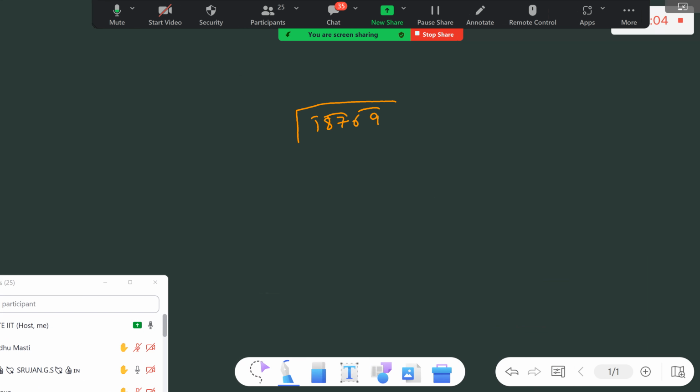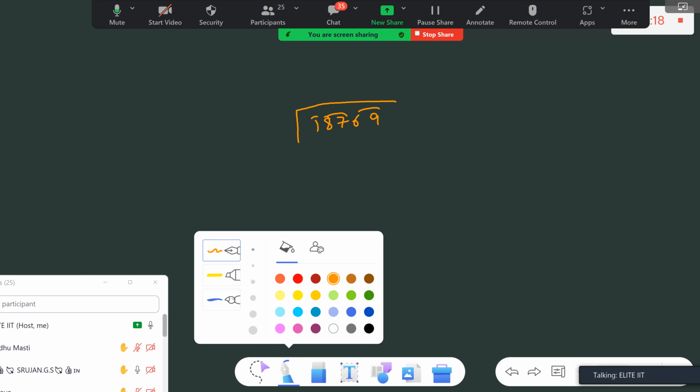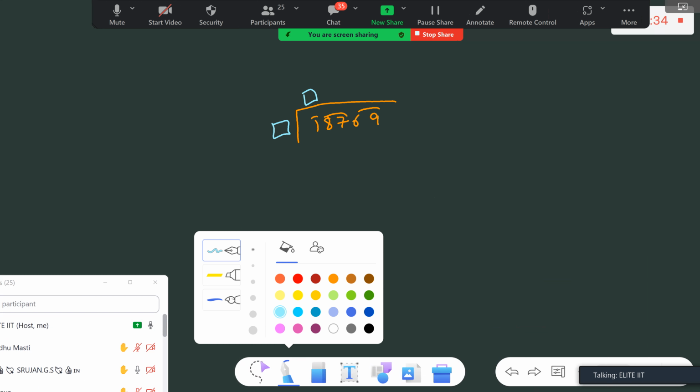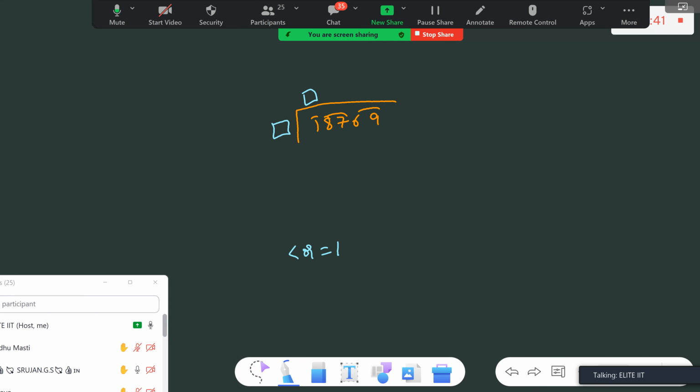Then we see that 1 is alone, isn't it? Now for this 1, you have to find such a digit here which multiplied by itself will be less than or equal to 1. What is such a digit? Only 1. If you take 2 twos, it will become 4, greater than 1. So 1 into 1, 1. Remainder is 0.